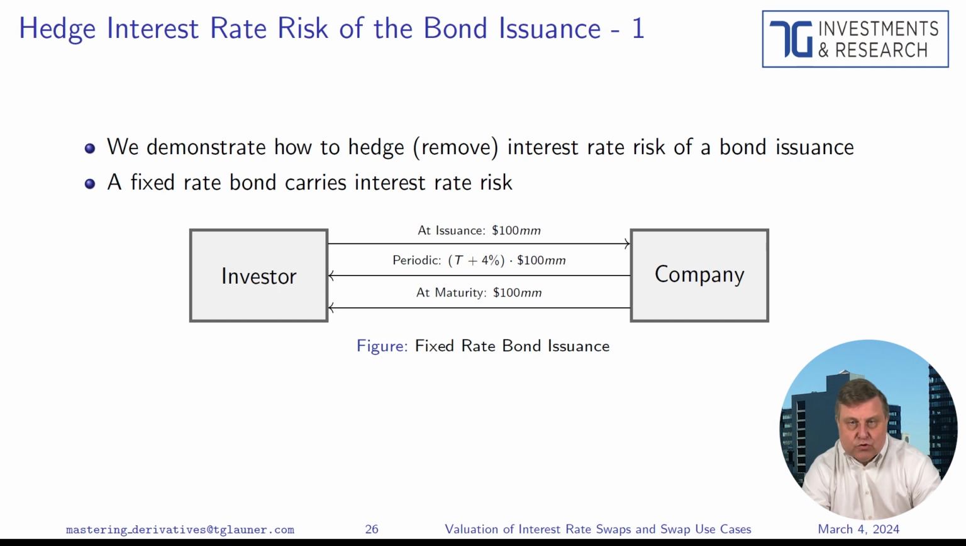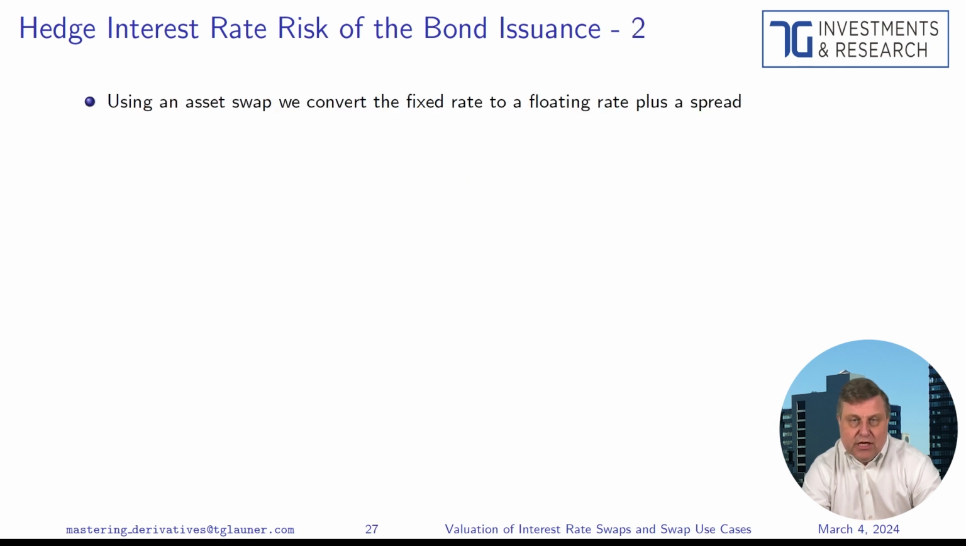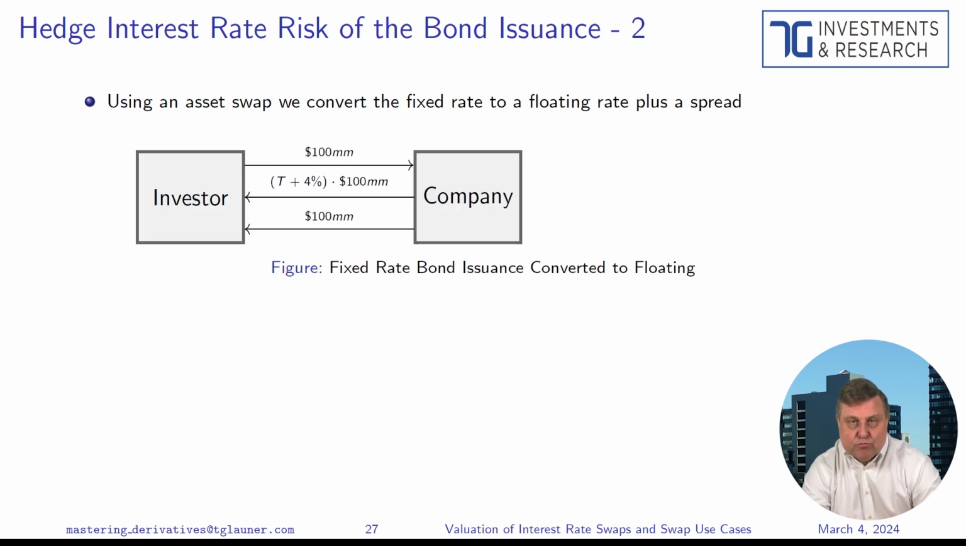To manage this risk, companies can engage in an asset swap or interest rate swap to convert their fixed rate obligations to a floating rate plus a spread. Usually when a swap hedges directly a certain asset, you call it an asset swap and not just an interest rate swap, but the two are equivalent, except that an asset swap implies a hedge to a certain asset.